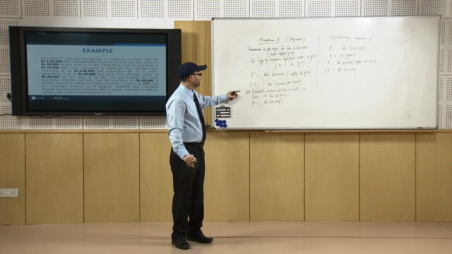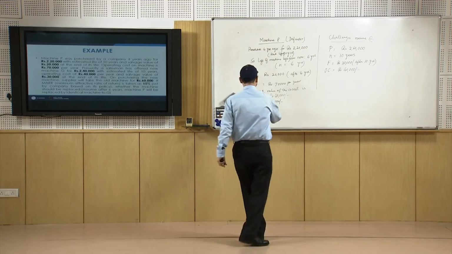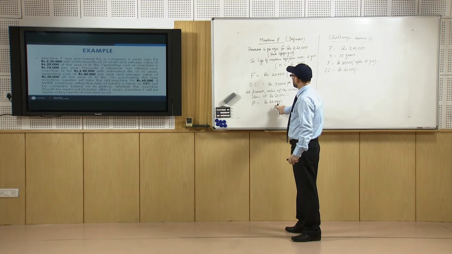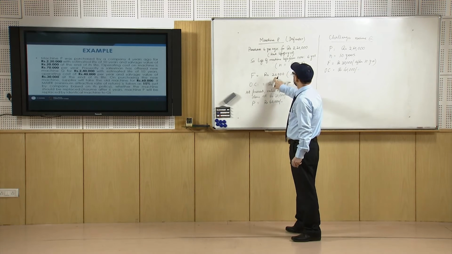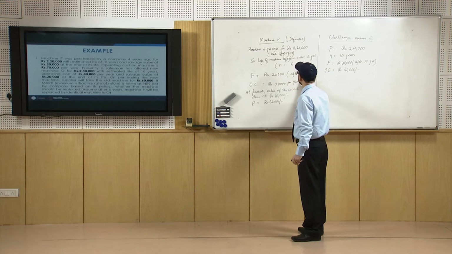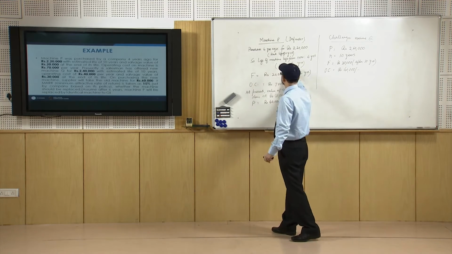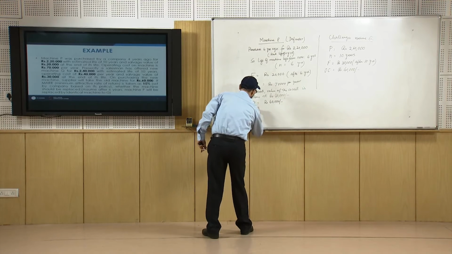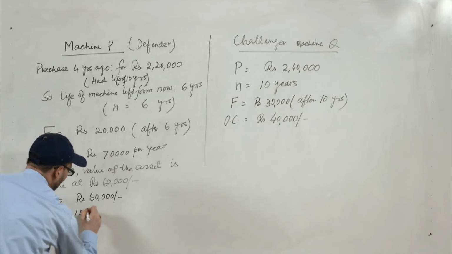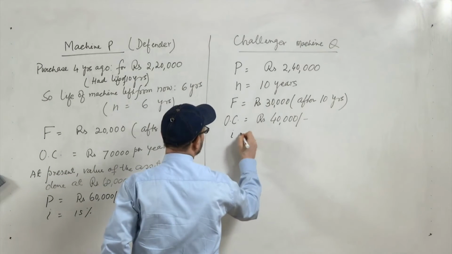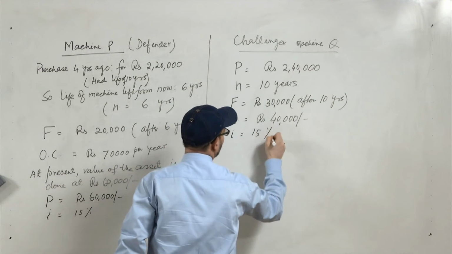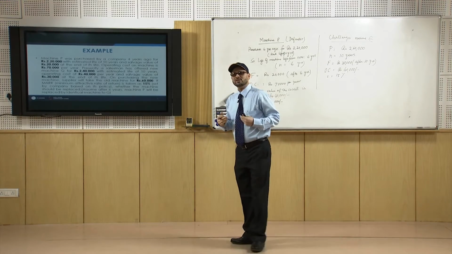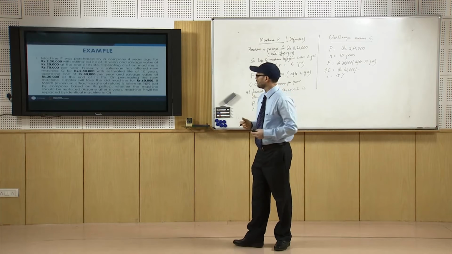Now, we have this formulation in which the old machine has a present cost of 60,000, its salvage value is 20,000 after 6 years, N is 6 years, and the minimum attractive rate of return is set as 15%. So, I will be 15% for both the cases. Now, what should be the decision whether to replace it or not?